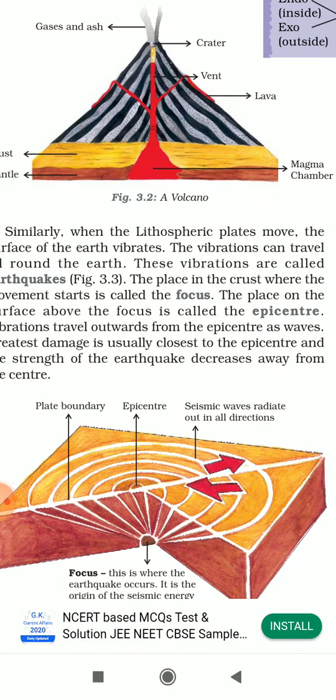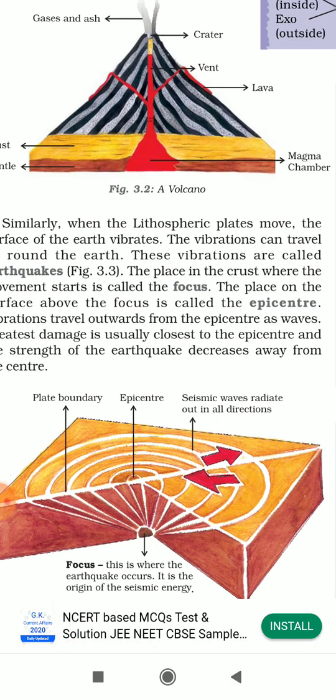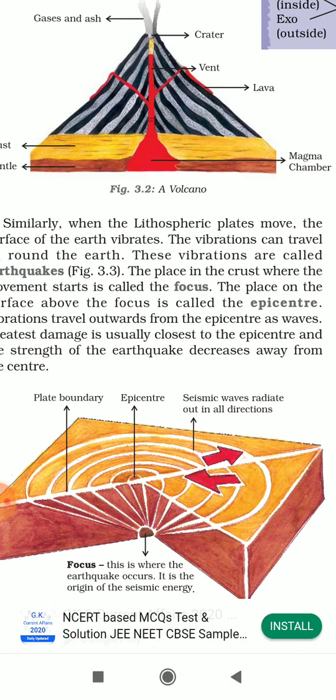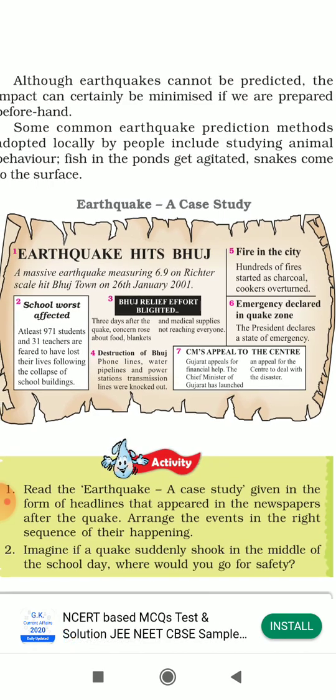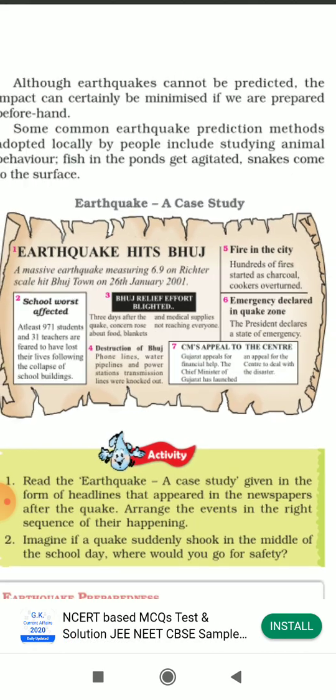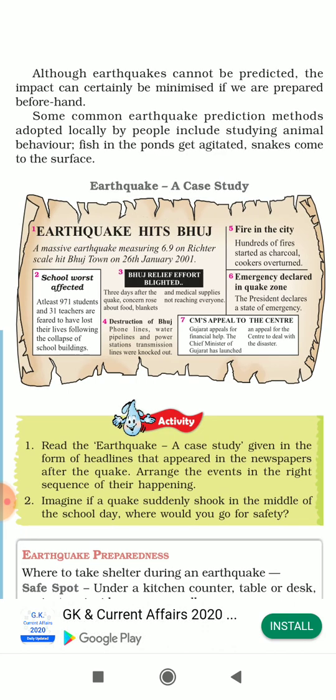An earthquake is measured with a machine called a seismograph. The magnitude of the earthquake is measured on the Richter scale. An earthquake of 7.0 is classified as a major earthquake. Although earthquakes cannot be predicted, the impact can certainly be minimized if we are prepared beforehand.